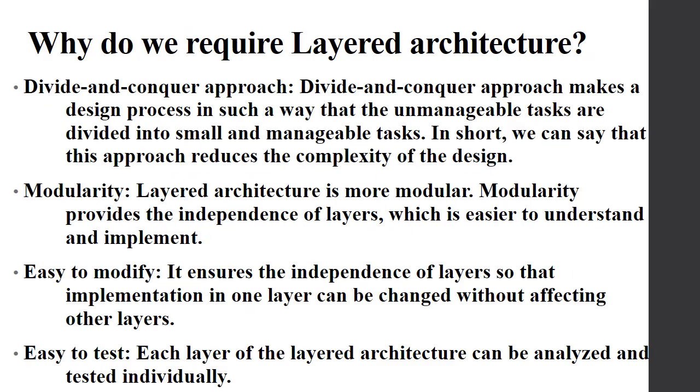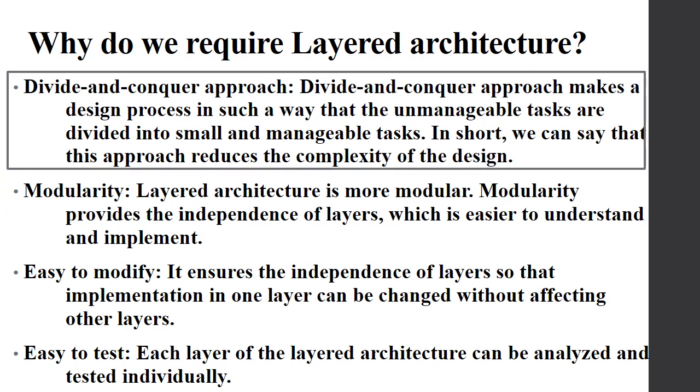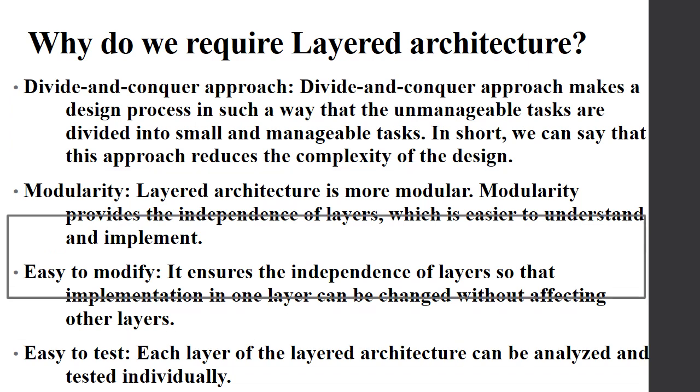Now one question arises: why do we require layer architecture? Divide and conquer approach. The divide and conquer approach makes a design process in such a way that unmanageable tasks are divided into small and manageable tasks. In short, we can say that this approach reduces the complexity of the design.